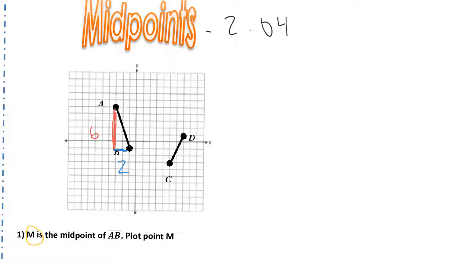So think about cutting that slope triangle in half. Instead of going down 6, I'm only going to go down 3. Instead of going over 2, I'm only going to go over 1. And there's your midpoint right in the middle. So M is at -2, comma 2.